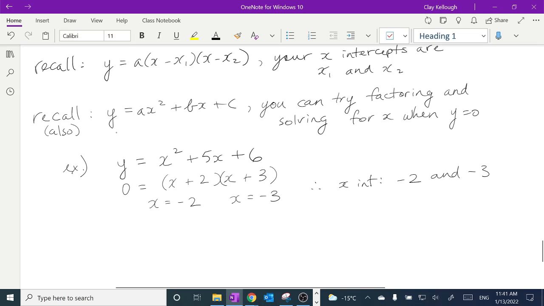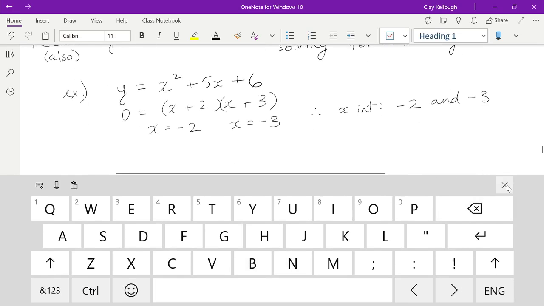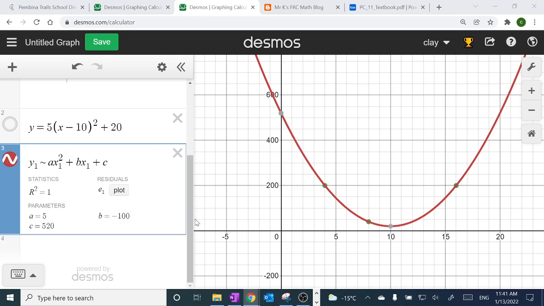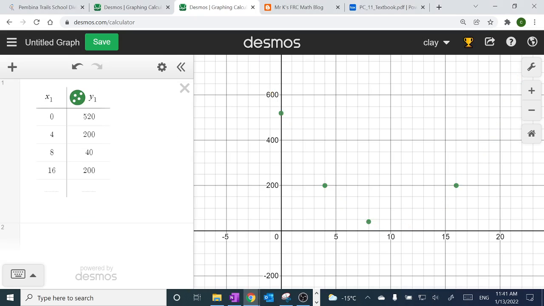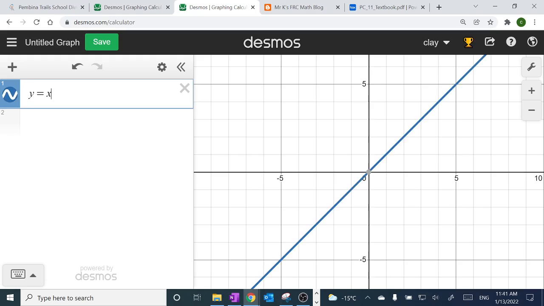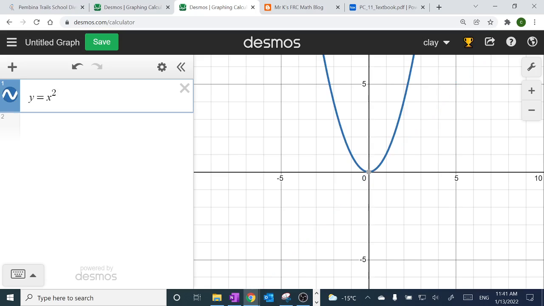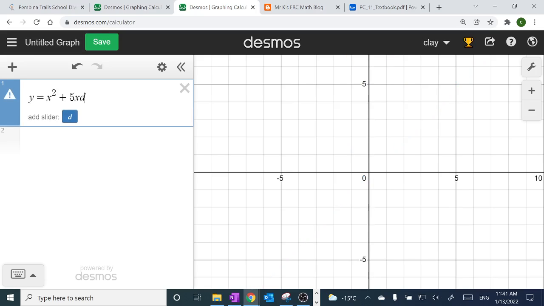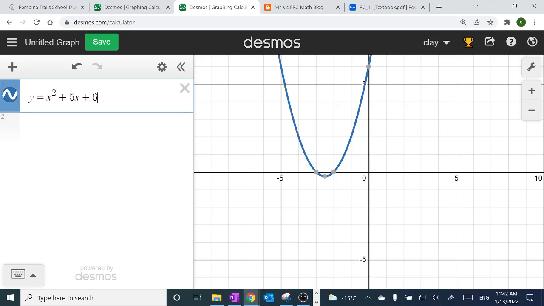And of course, Desmos backs me up on that. If I were to open up Desmos, get rid of all this stuff, go back to home and type y equals x squared plus 5x plus 6, there we go. X-intercept negative 3, x-intercept negative 2. So, yep, that works.